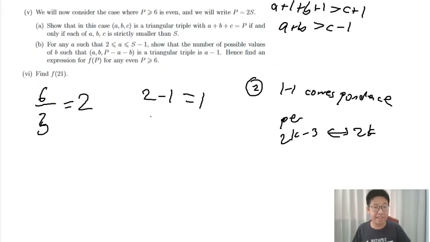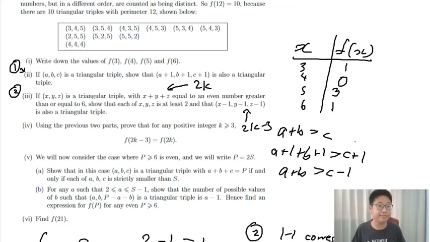We can back-check using theorem 1. This is a triangular triple, and this means this set is also a triangular triple. So it also uses theorem 1.